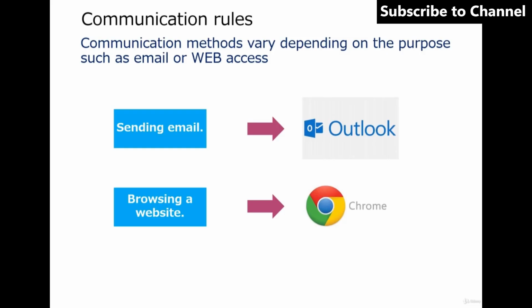For example, the communication rule used would be different when sending an email using Outlook compared to displaying a website while browsing. Communication is carried out based on a set of rules according to each purpose.